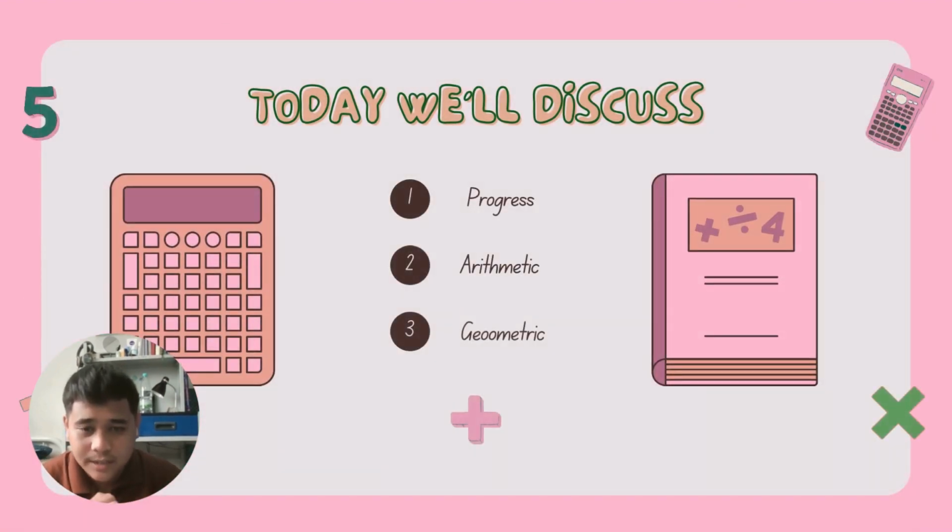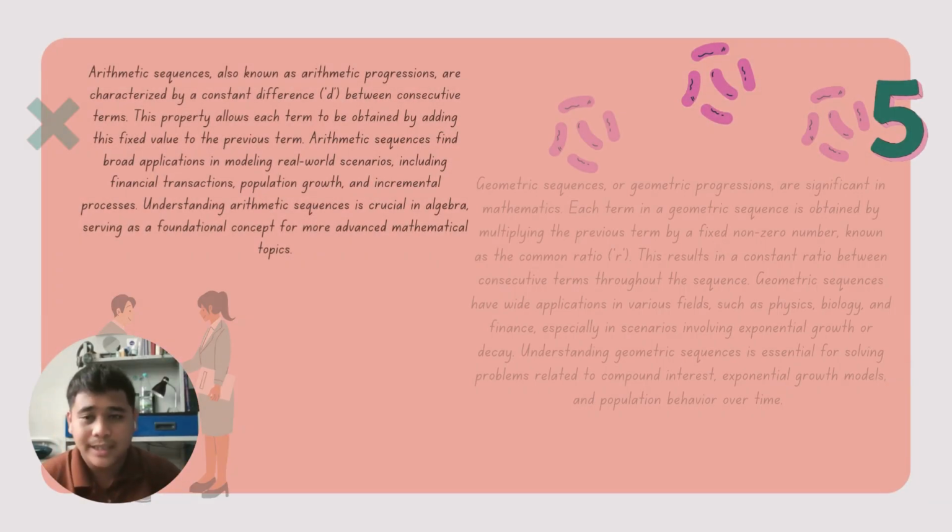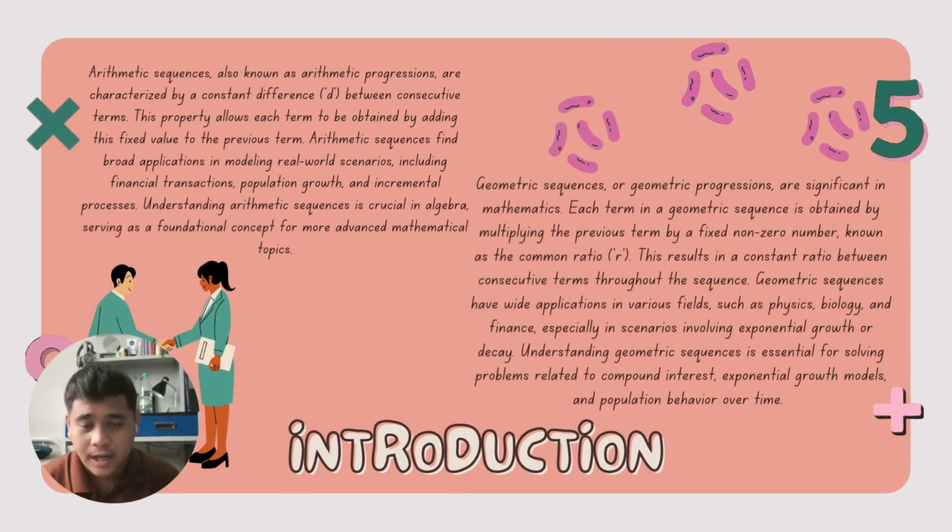Today we will discuss progression, arithmetic and geometry. So, what are arithmetic sequences? An arithmetic sequence is also known as an arithmetic progression, characterized by a constant difference d between consecutive terms. This property allows each term to be obtained by adding this fixed value to the previous term.